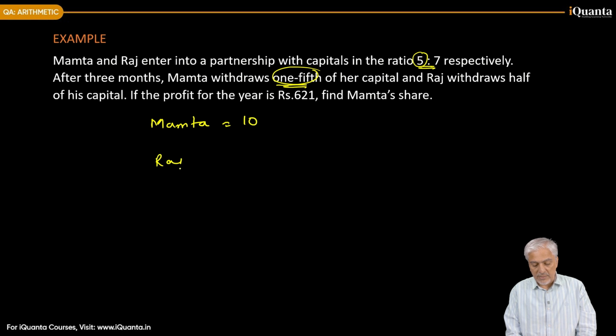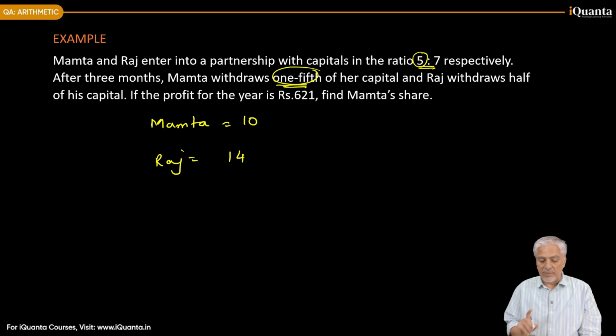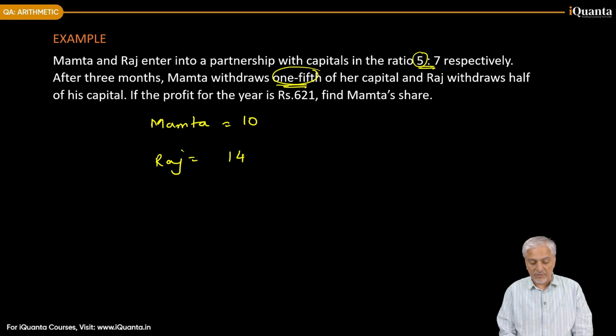Therefore, Raj has invested 14 rupees. Now, let's read what they said. Mamta withdraws 1/5 of her capital after 3 months. That means this 10 rupees is there in the business only for 3 months. And then 1/5 is withdrawn. That means 1/5 of 10, which is 2 rupees, is withdrawn. That means the balance is 8 rupees.